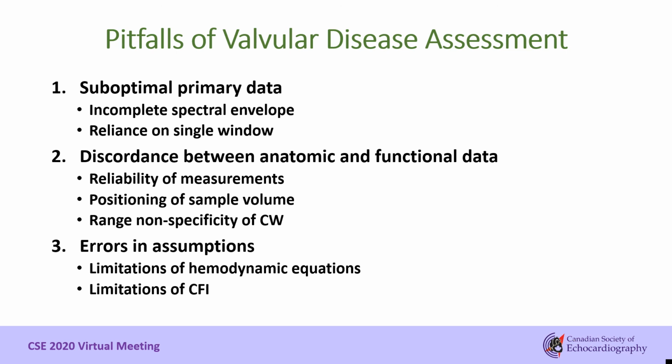There is a close connection between structure and function. When there is a discordance between structure and function, we should look at the reliability of the measurements, including proper positioning of the sample volume and unusual flow velocities along the entire CW Doppler beam. There are limitations of hemodynamic assumptions under specific conditions, but time does not allow me to cover them.